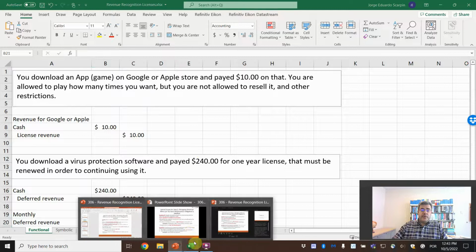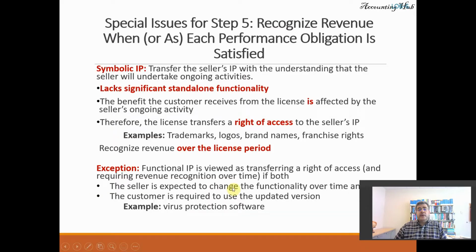What is the second one? What is the symbolic IP, symbolic intellectual property? Transfer the seller's IP with the understanding that the seller will undertake ongoing activities. Lacks significant standalone functionality. The benefit the customer receives from the license is affected by the seller's ongoing activity. Therefore, the license transfers a right of access to the seller's IP. Examples: trademarks, logos, brand names, franchise rights, and then we recognize revenue over the license period.